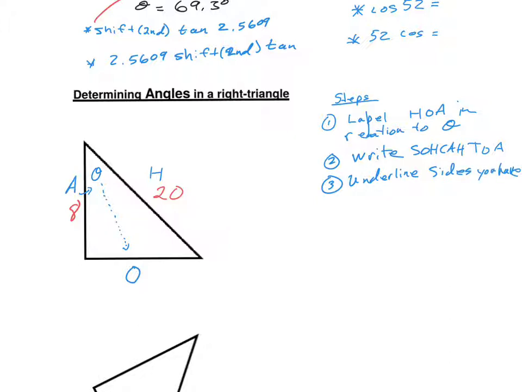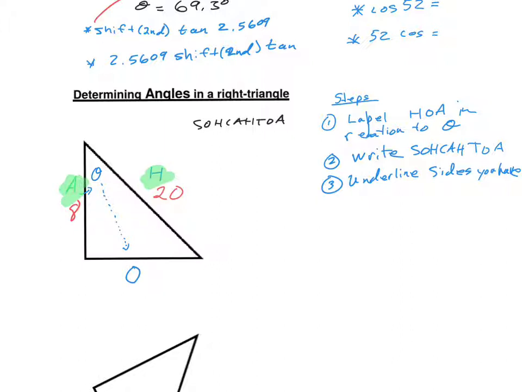So let's go and do that right now. So I'm going to write SOHCAHTOA here. The next thing they said was to underline what you have. So I'm going to underline the stuff that I have. So I have the A, and I have the H.